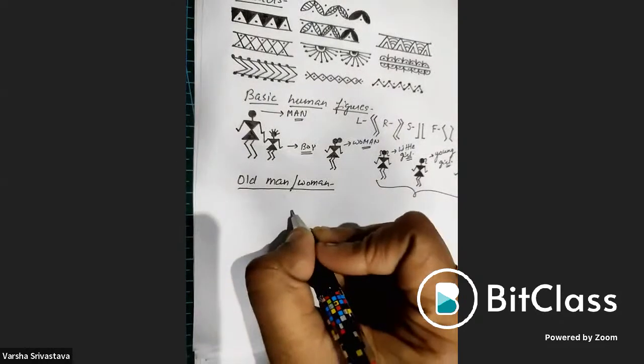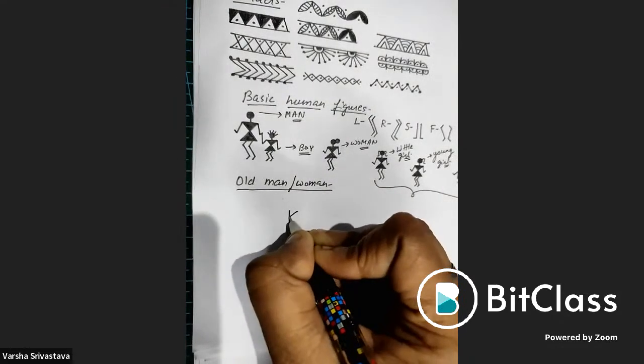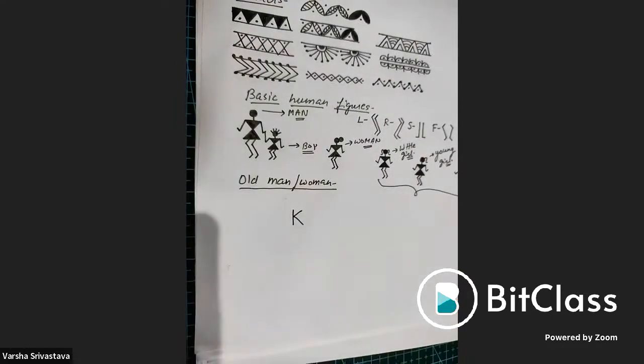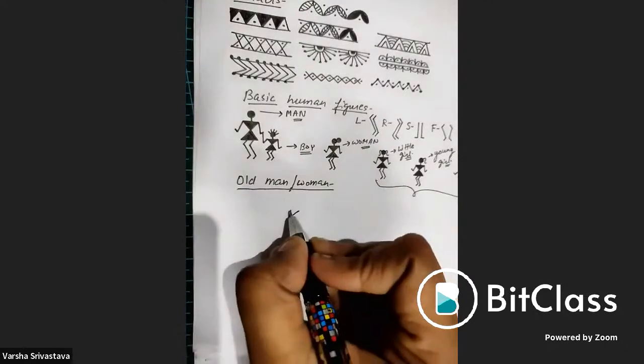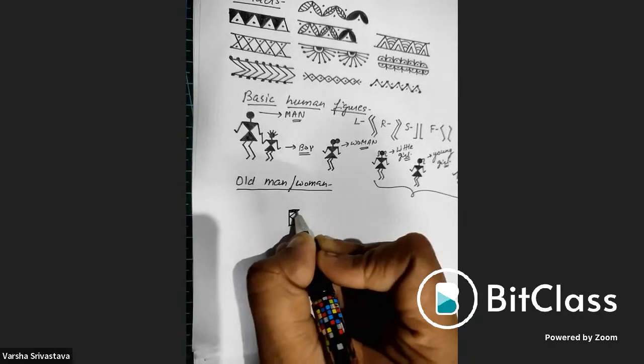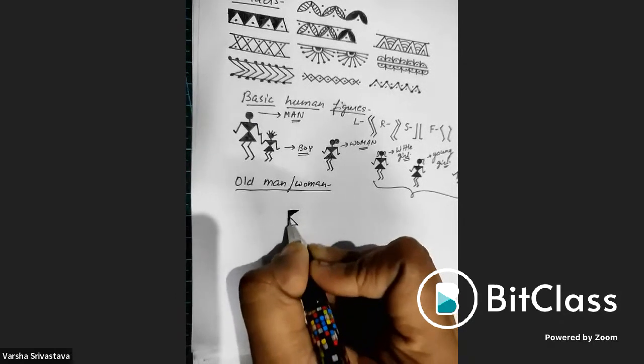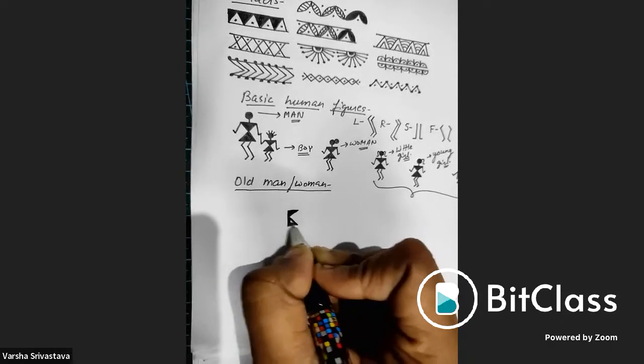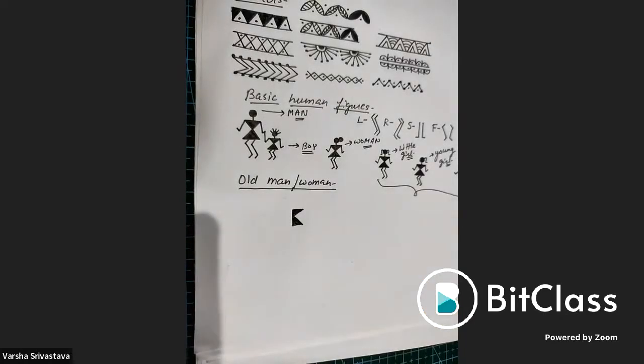Okay. So for the first figure, make the K. Make a K. And make the lines on both the sides. Just make a K and make the lines on both the sides and solid it. Now see, the body posture changes.